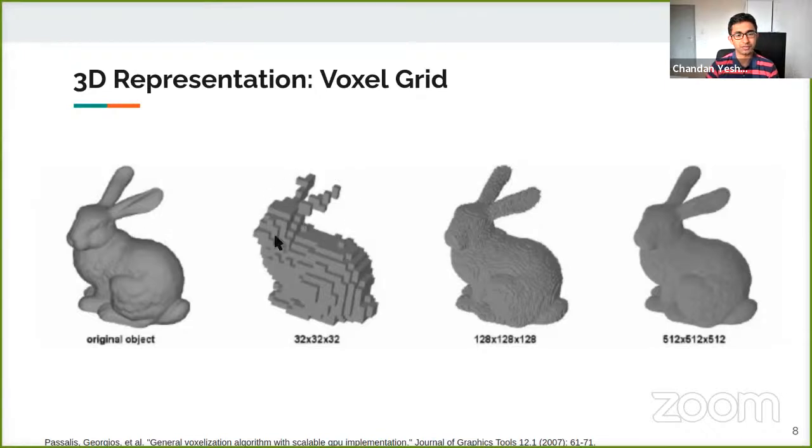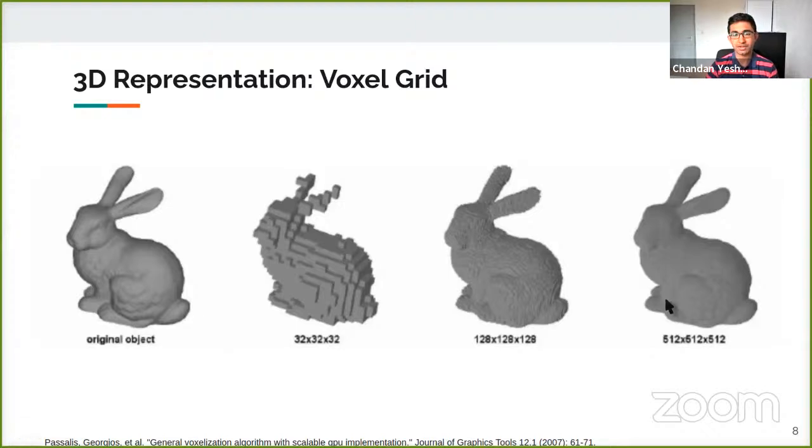So if this is the original object, then at a certain resolution, say 32 cube, we are partitioning this space into a 32 cube, and then setting individual voxels to 1 or 0. And then the space itself can be subdivided further. So based on the resolution of the voxel grid, you can get a more fine or coarse representation of the object as we increase the resolution. So again, it's apparent that the more we divide, the better. It's more true to the original object.